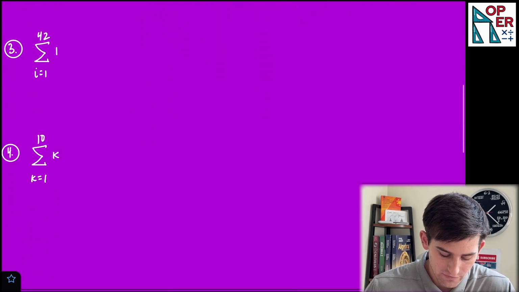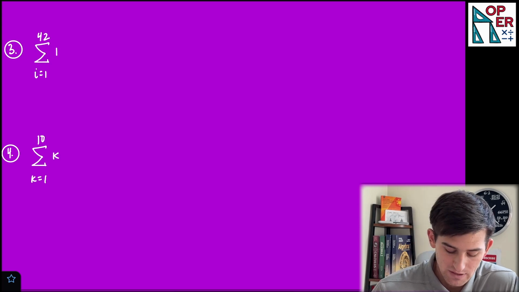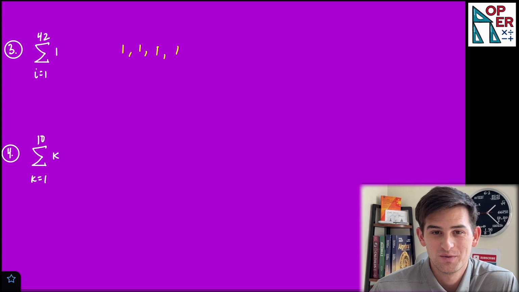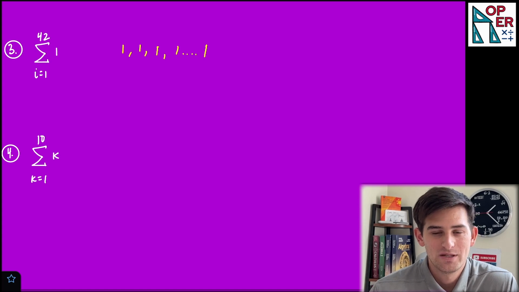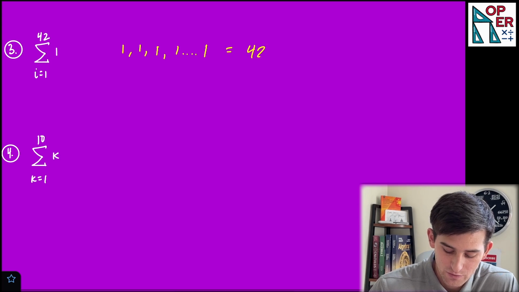All right, and for number 3, we have an upper limit of 42, our lower limit is 1, and our rule is just 1. So what does this mean? This means that my first term is 1, my second term is 1, my third term is 1, my fourth term is 1, all the way until we get to the 42nd term, which is also 1. So basically we're just doing 1 plus 1 plus 1 plus 1 plus 1, 42 times. So what's our sum going to be? Well, it's going to be 42, right?